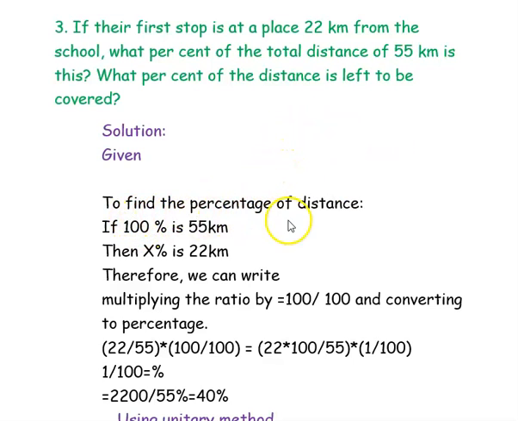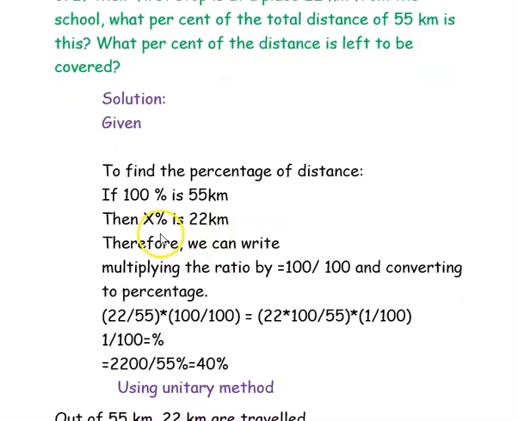So for this, to find the percentage of distance, if 100% is 55 km, so they have traveled the total distance, then it will be 55 km. But they have traveled only 22 km. So we can take this as X percentage is 22 km. So therefore we can write, multiplying the ratio by 100 divided by 100 and converting to percentage. So 22 divided by 55 into 100 divided by 100. We know that 1 by 100 is percentage. So we can rearrange this equation like this: 22 into 100 divided by 55, into 1 divided by 100, because 1 divided by 100 is percentage.